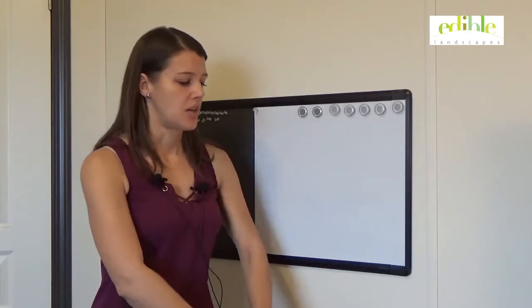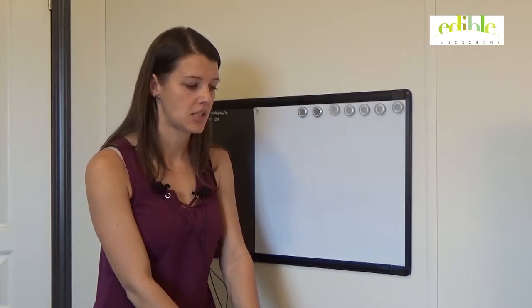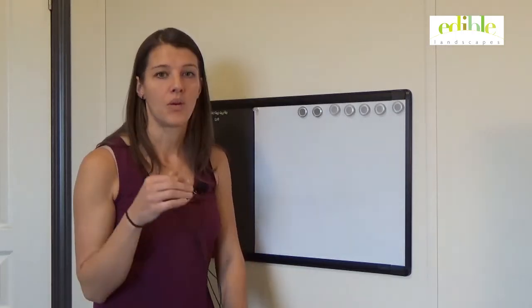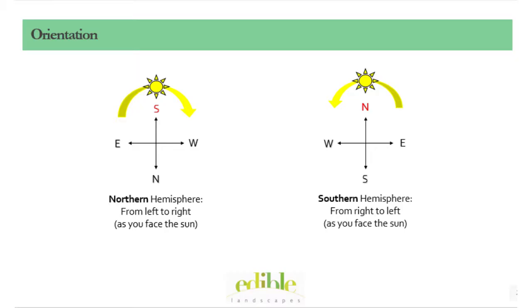So the orientation is looking at which way our yard faces. This determines how and where we are going to place things. In the southern hemisphere, we orient our design towards the north, which is towards the sun, and the sun will go from right to left as you face the sun. In the northern hemisphere, we want to face our design towards the south.